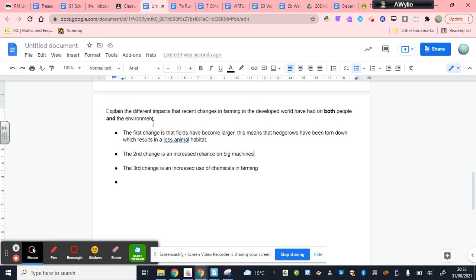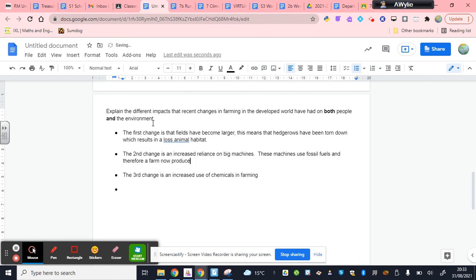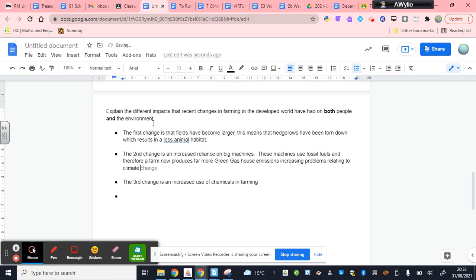Increased reliance on big machines, that's fine. These machines use fossil fuels, therefore a farm now produces far more greenhouse gas emissions, increasing problems related to climate change. So we've brought farming and the changes that have happened in farming in as a climate change issue. We've explored that as an issue and explained the impact of that.